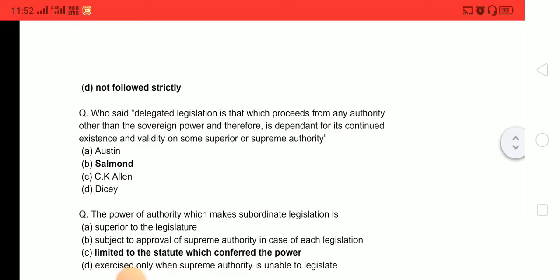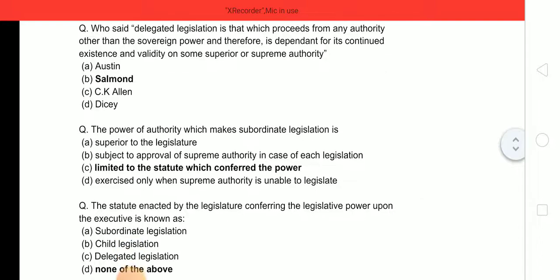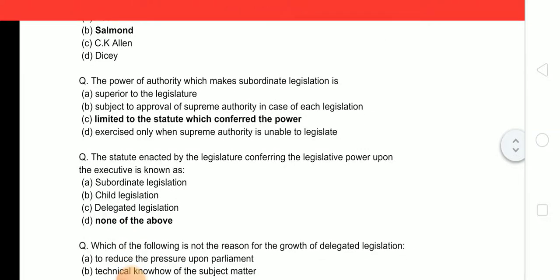Next question is, who said delegated legislation is that which proceeds from any authority other than the sovereign power, and therefore it is dependent for its continued existence and validity on some superior or supreme authority? And the answer is Salmond. Next question, the power of authority which makes subordinate legislation is, answer is limited to the statute which conferred the power.